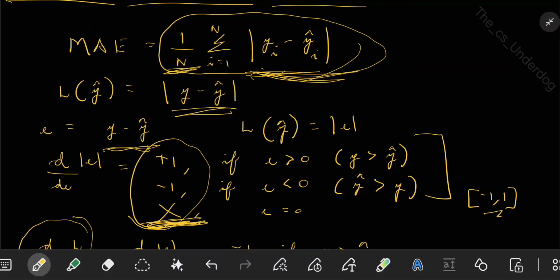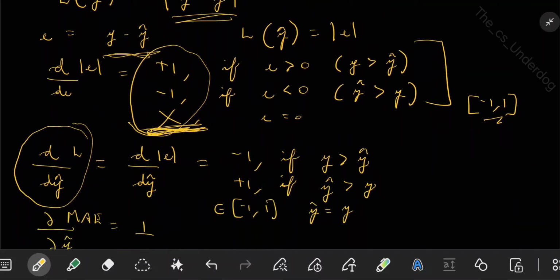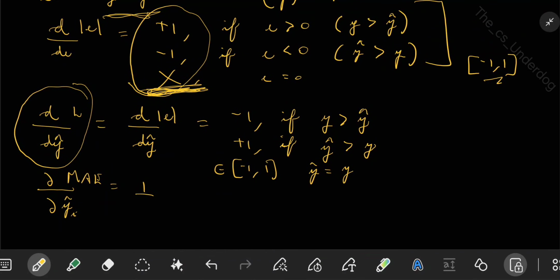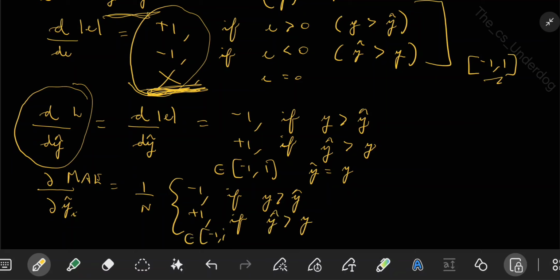If you see here, you will understand that the 1 by n part will remain there. But from this complete addition, only one particular value will correspond to yi. So when I differentiate, it will be 1 by n into whatever value we found here. I'll write minus 1 if y is greater than y cap, I'm just copying from here, okay? Plus 1 if y cap is greater than y, and an element of minus 1 to 1 if y cap is equal to y. So this is how you can find the gradient of MAE.